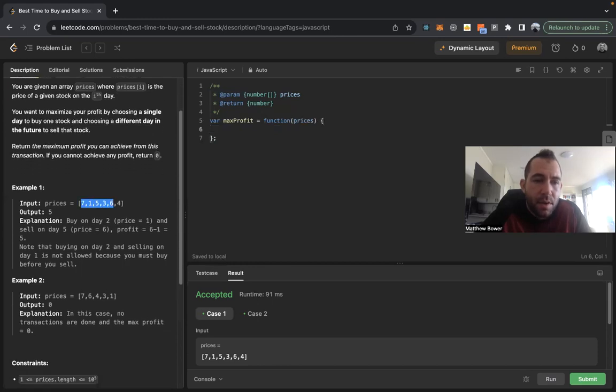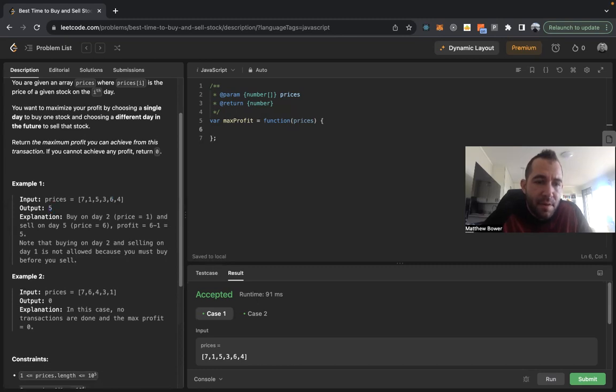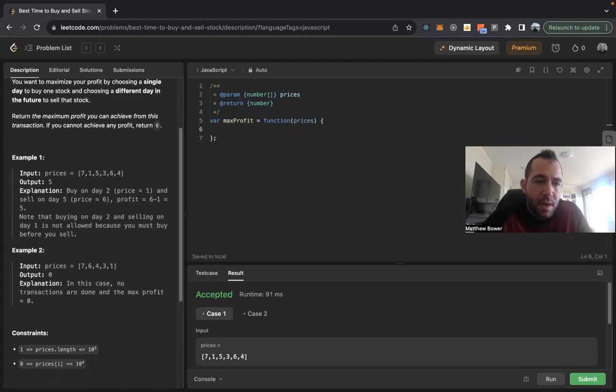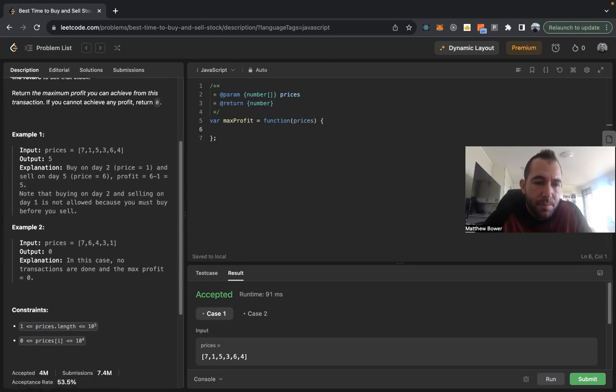So in this example here, we would buy on day 2, which is 1, and sell on day 5. And your output is 5 because the difference between 1 and 6 is 5. And we're moving forward in the array. We can't go backward. So on example 2, we're going forward and your output is 0 because you would have to buy on one of these days and there's no number higher than buying on those days. So you can't return any profit since you have to keep moving forward.